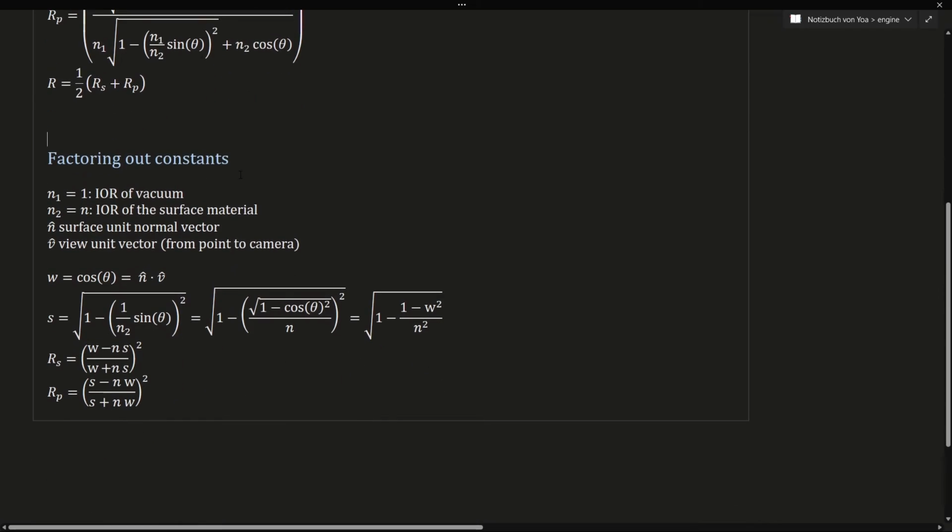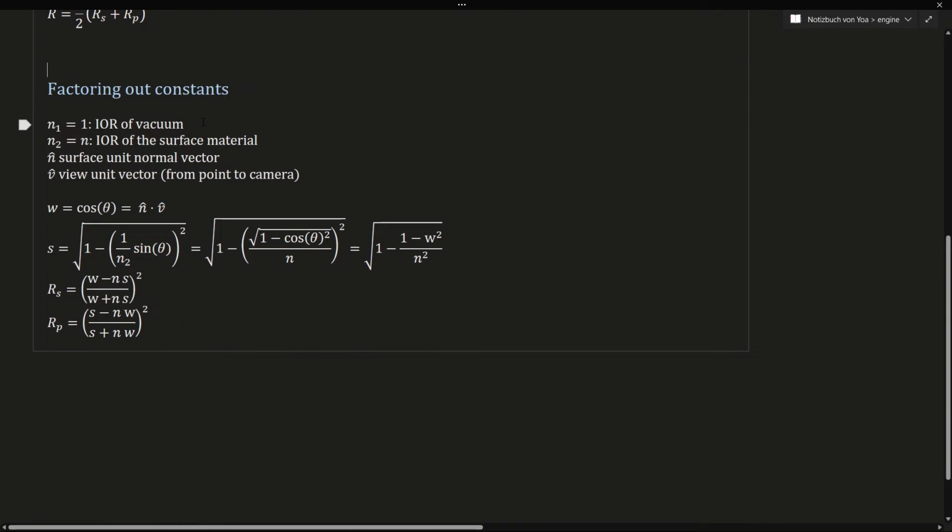If we scroll down a little, we can see the first approximations we are gonna do is we are gonna assume N1 to be 1, which is the IOR of vacuum or air. And N2 is rewritten as N, which is the IOR of the surface material. This is just to simplify the notation. Then we have this N here, which is the surface unit normal vector, and we have V, which is the view unit vector from the point to the camera.